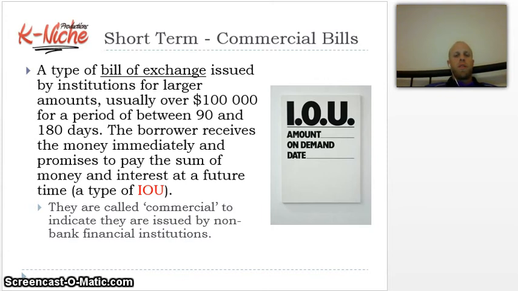So, bills of exchange or commercial bills are usually over $100,000, and for a period of between 90 and 100 days, hence being short-term debt. The borrower receives the money immediately. So, if I'm the business and I want to go and get some money, I'll get that money straight away from the person who is issuing that, and I promise to pay that sum back at a point in the future, and interest on top of that. So that's why it's called a type of an IOU.